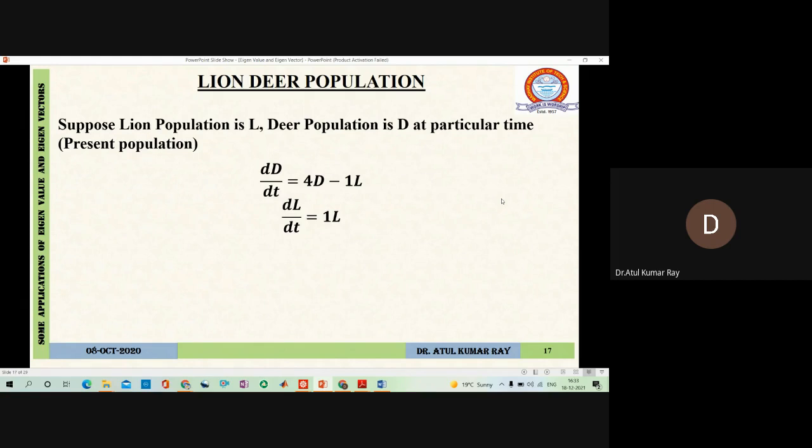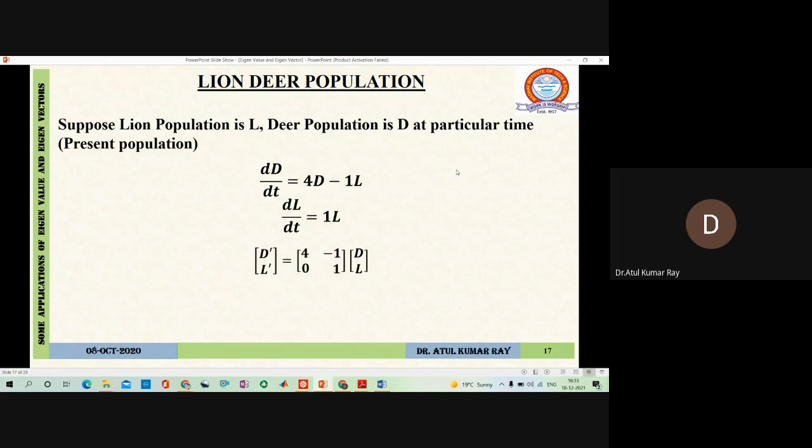And for the lion, the rate of change of the lion population is proportional to the present population of the lion. If there is such a problem, how do eigenvalues and eigenvectors help us understand the concept? I think it is a very simple differential equation. You can easily solve it, but we need the concept of eigenvalue and eigenvector here.